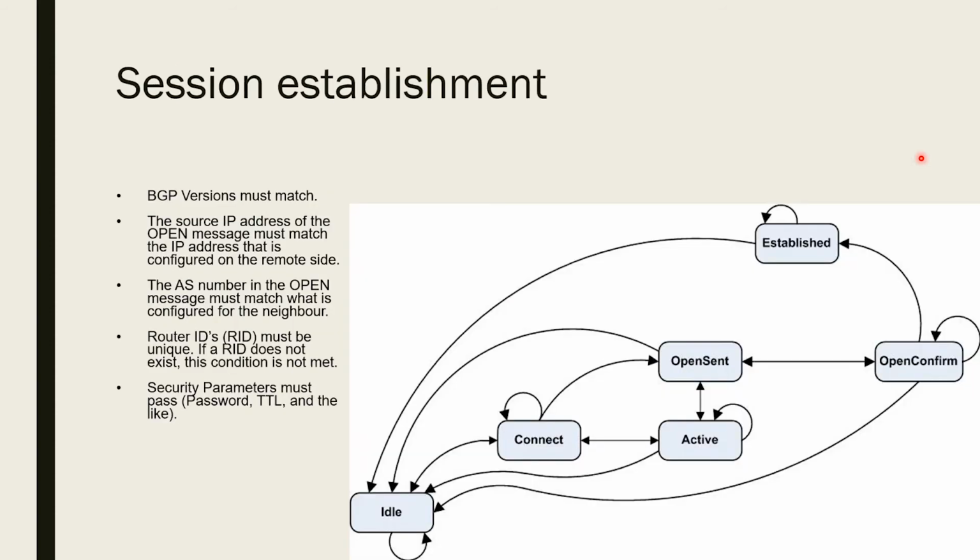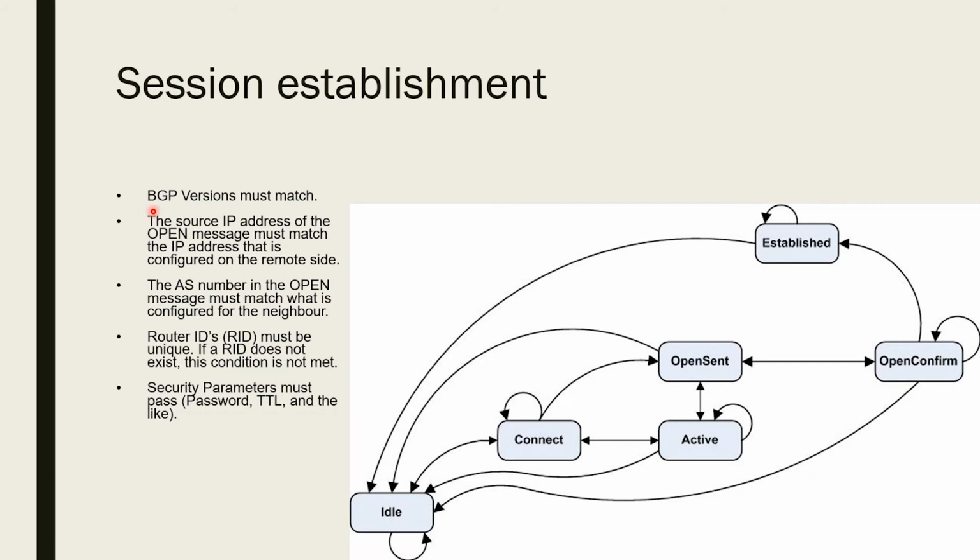Yep, cool. So session establishment. I won't go into this too much, but there are some key things to remember. BGP versions must match. I don't think there's too many different versions of BGP, but they must match. The source IP address on the open message sent to the remote device. So the open message contains a bunch of different attributes of the session. That open message must match what IP address is configured on the local device.